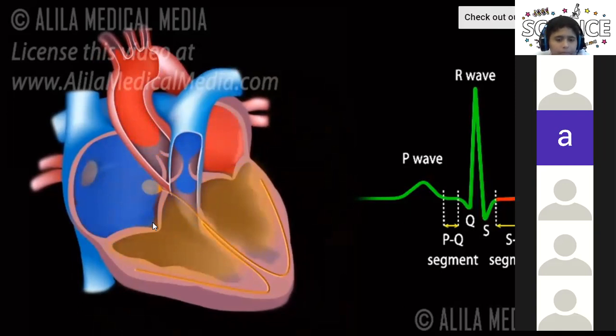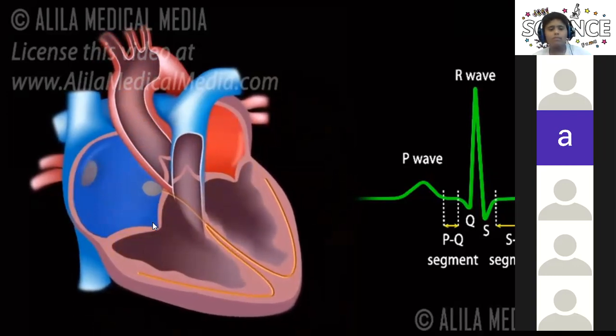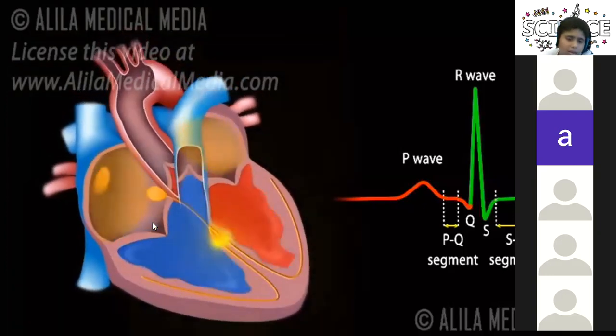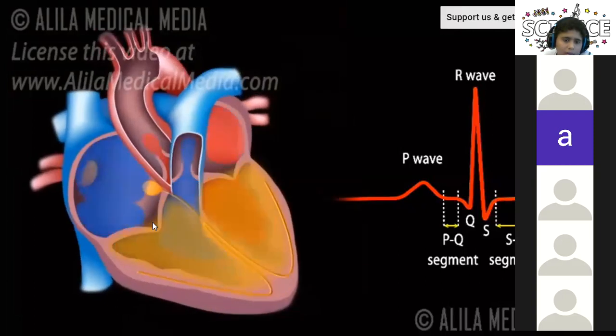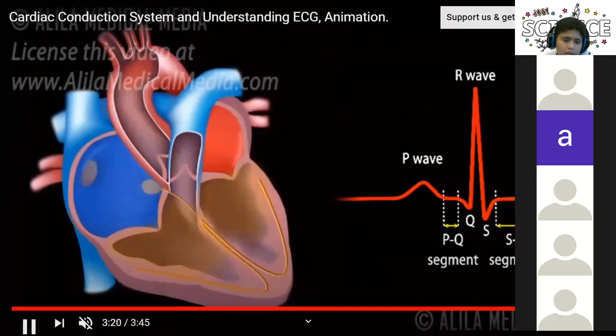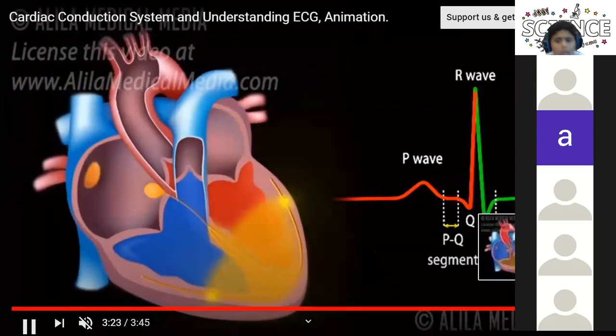Yes, they're called valves. They make sure that the blood stays in one direction. The blood flows in one direction. It doesn't go backwards. This is how the heart works. This is the animation that I was waiting for. Look at that. The upper two are contracting, the lower ones are relaxing. Let me go back.